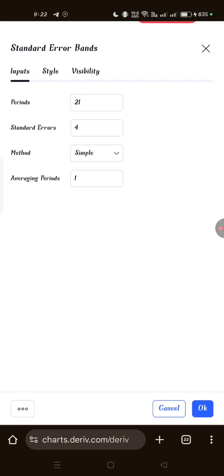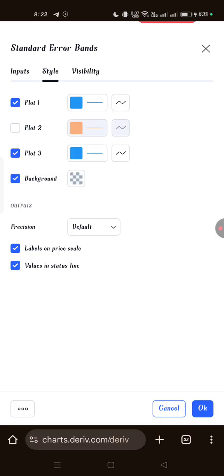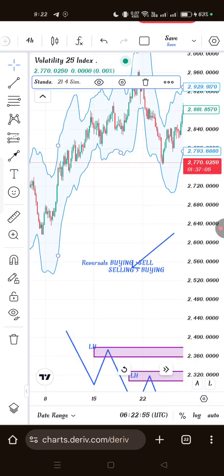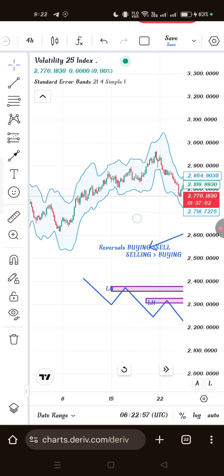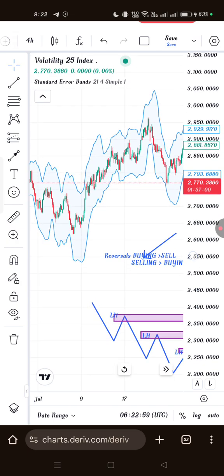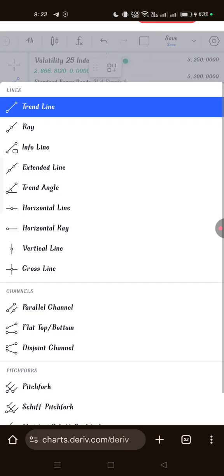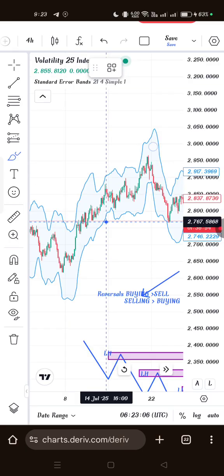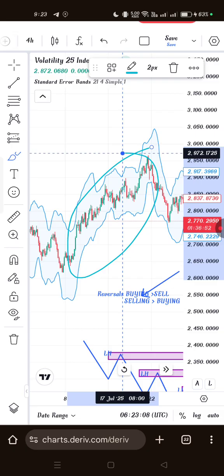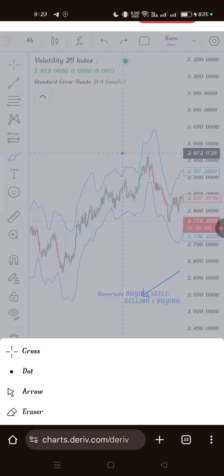Let me first, maybe I'd forgotten something. Come here to the plot and deactivate the orange line. So we want to look for buying opportunities. Let's see, for example, these buys that happened here. How could we have got these buys in the market? Let's go and see how we could have got them.